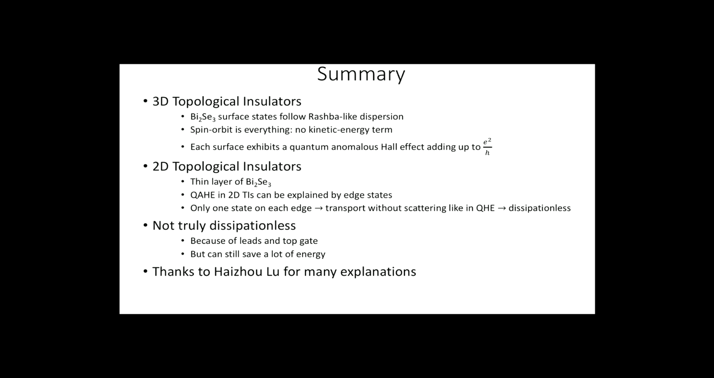Now, you also have what's called a two-dimensional topological insulator, which is basically a thin film in which tunneling is very strong. You apply a sizable magnetization. That also exhibits a quantum anomalous Hall effect, which is explained by transport by certain edge states. So there's only one edge, one state on each edge, which circulates around the sample, and it can be transported without scattering, and then it's clear to see why this is dissipationless. The entire structure is not completely dissipationless because of some fundamental reasons, but it can still save quite a lot of energy.